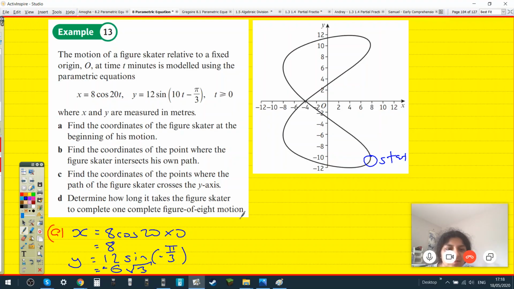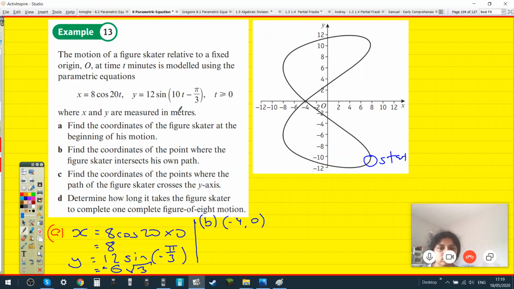B. Wouldn't that be just that point at like -4, 0? Looks like -4, 0. Yeah, I'm guessing -4, 0. And calculate that. It is when these two must be equal to each other, I think. Oh yeah.